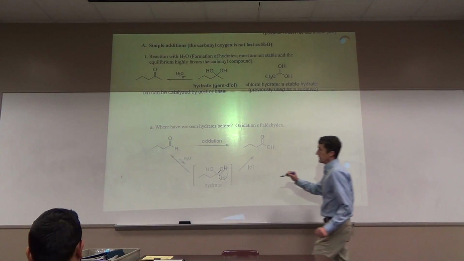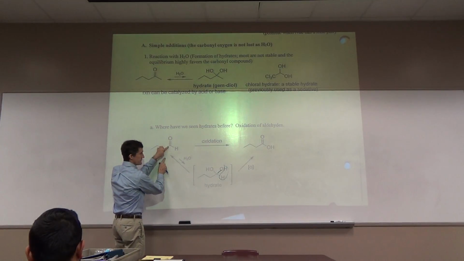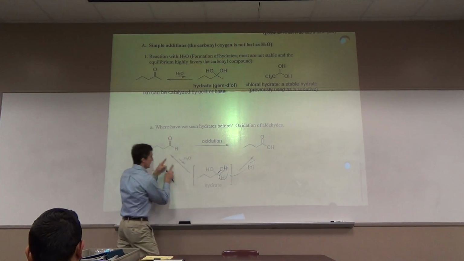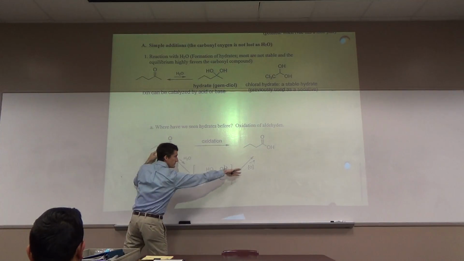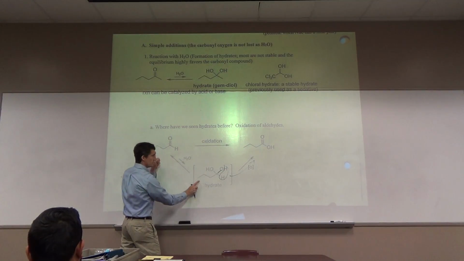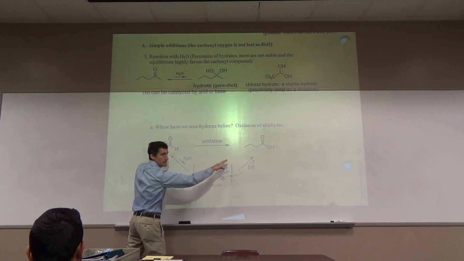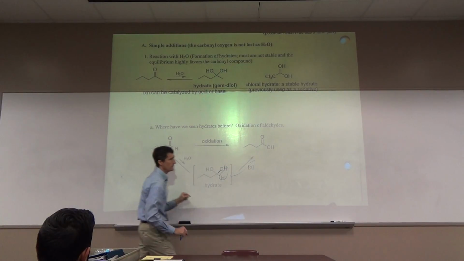Now note, the equilibrium here favors this, right? That doesn't mean some isn't here. And when this is oxidized, what happens to this equilibrium? When this is removed, it keeps shifting. So even though at one time this is favored, the minor component gets continued on, and it all goes. Okay?